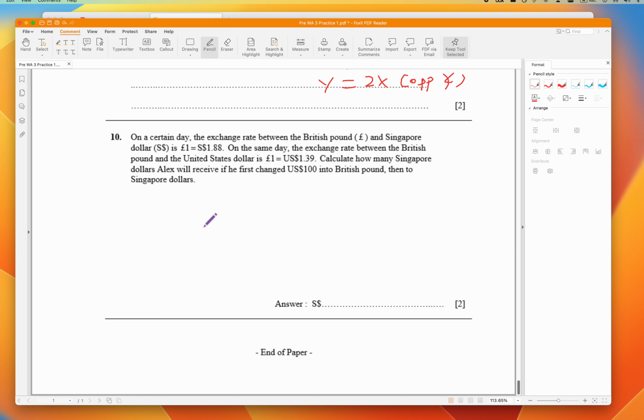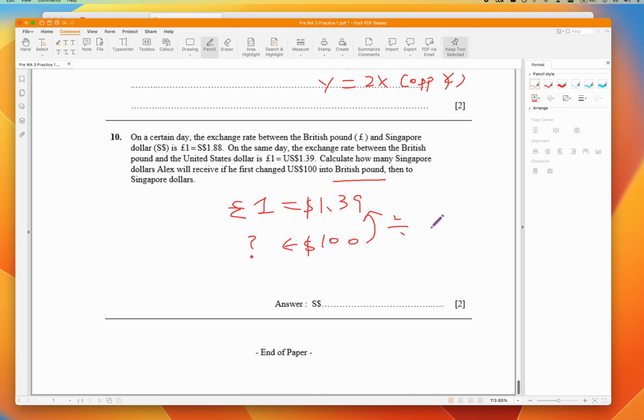Okay, so let me use the way your school probably also teaches you. Alex first changes 100 into British pounds, so the 100 goes to pounds first. So you make use of this. This is pounds, and this is 1.39, the exchange rate. So you put $100 here. Then you ask yourself what the pounds you get are, basically what's the factor you get from this.